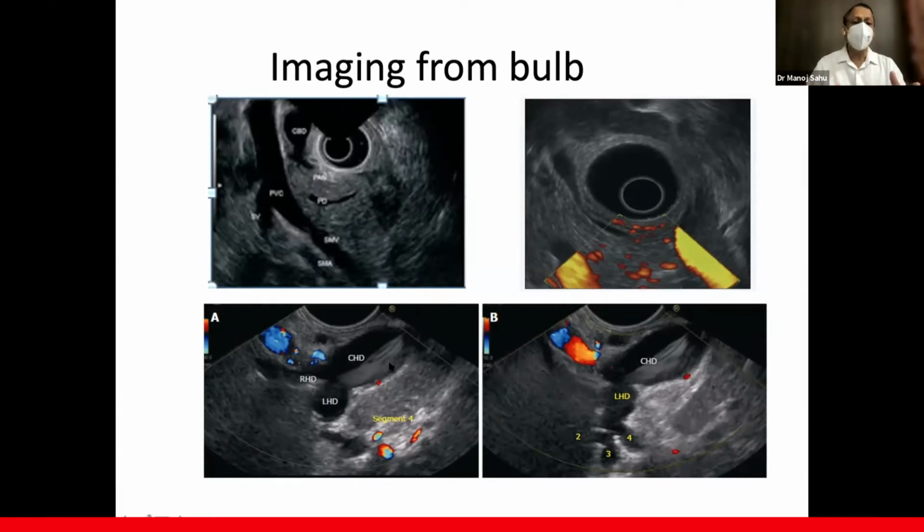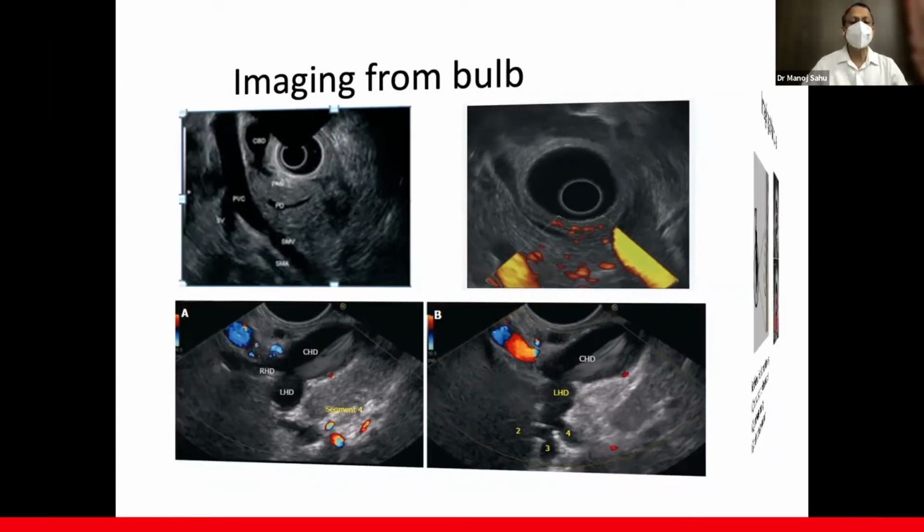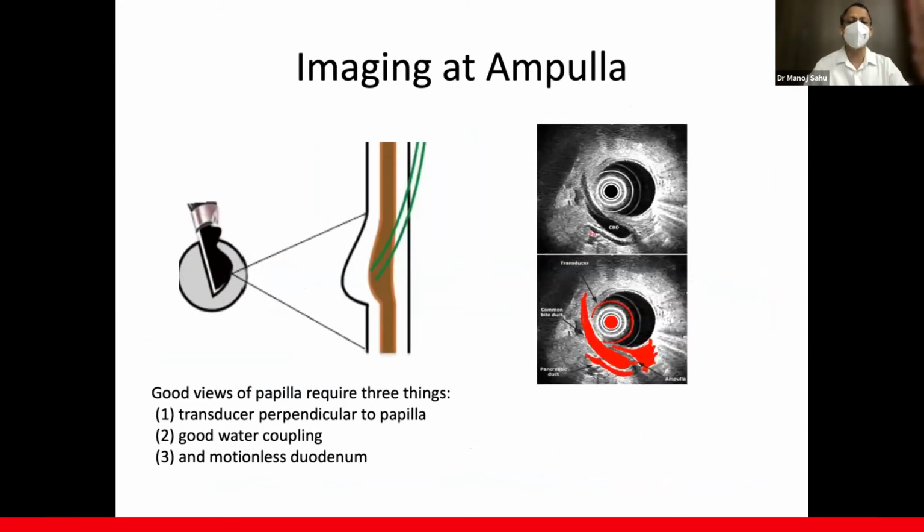And now you need to do an anti-clockwise rotation, move towards the hilum, and see the proximal part of the bile duct. You can see the division of the CBD into right and left hepatic ducts. Sometimes you can see the intrahepatic ducts also in segments 2, 3, 4. And if you do a clockwise rotation, you can see the distal part of the CBD.